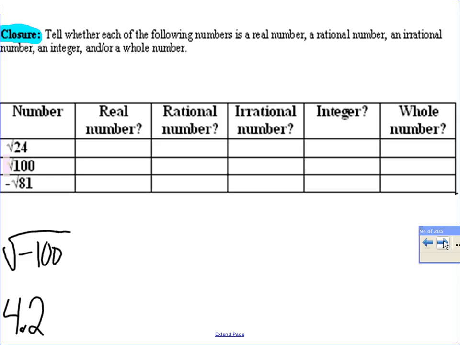All right. Okay, I want everyone to look at the bottom of your paper. Do you see where that little chart is? Let's do this together. Okay, so square root of 24. What do you think? What can we check off? Square root of 24, what categories does it fall into? Briar? Okay, what else?